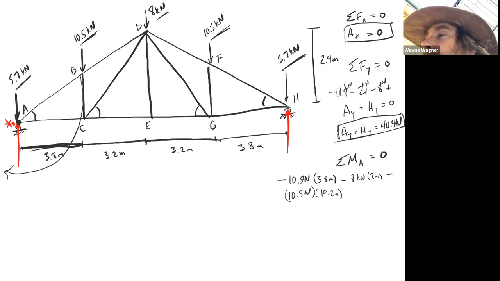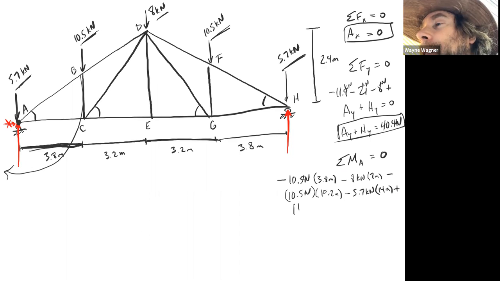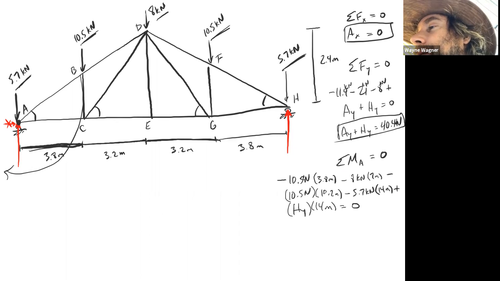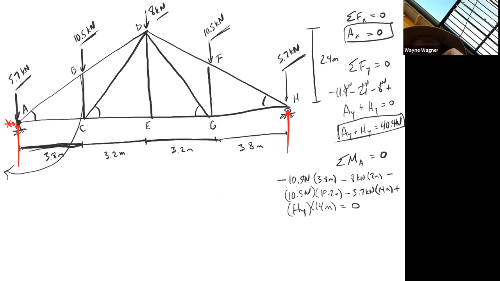And then we've got that 5.7 kilonewtons times, what's that going to be, 14 meters. And then all that's going to be resisted by this H, I guess I'll call it HY. It's really the only H there is, times 14 meters equals 0. Okay, so once we have all that, plug and chug into the calculator.